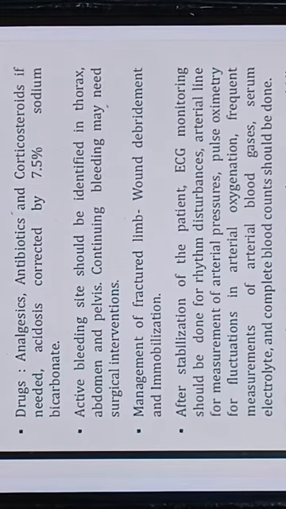Drugs such as analgesics, antibiotics, and corticosteroids can be given. Active bleeding should be identified in the thorax, abdomen, and pelvis. Continued bleeding may lead to surgical intervention. Management of fractures includes limb wound debridement and immobilization.